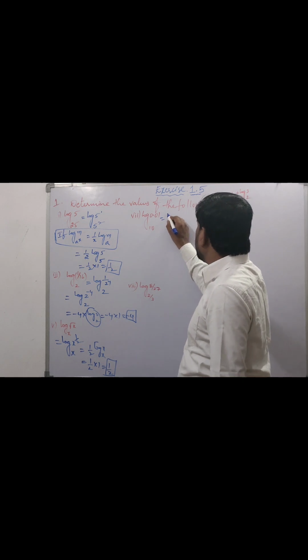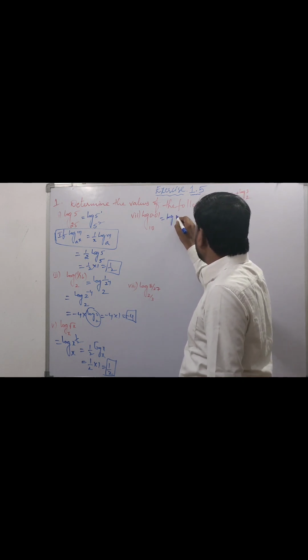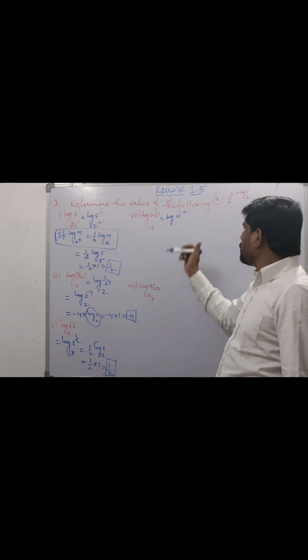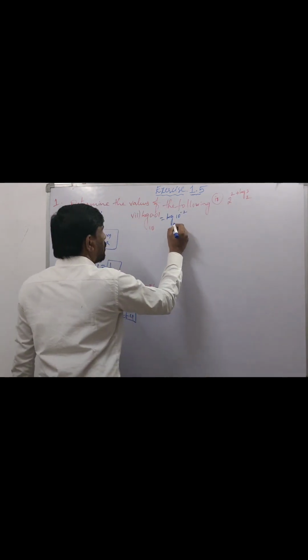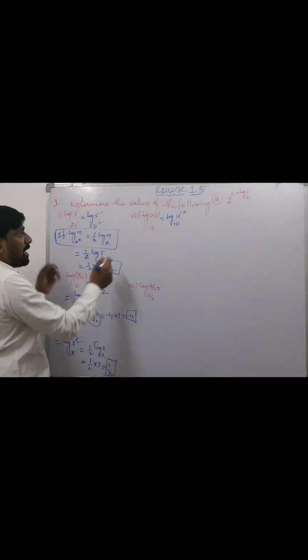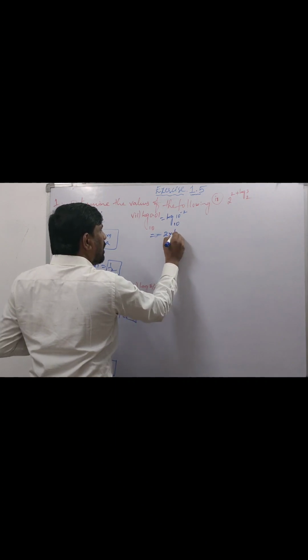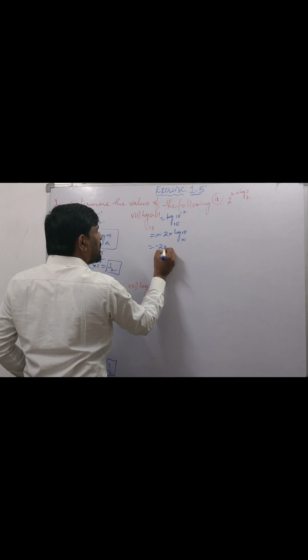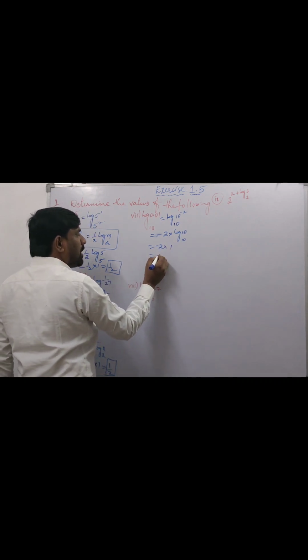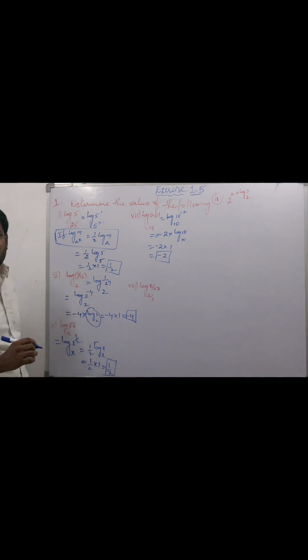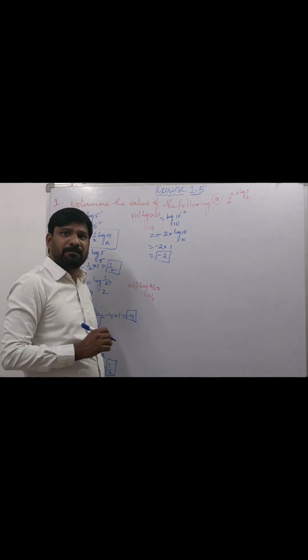Next, logarithm of 0.01 to the base 10. 0.01 can be written as 10 to the power minus 2, so it is logarithm of 10 to the power minus 2 to the base 10. Same formula: minus 2 into logarithm of 10 to the base 10. The logarithm of a number to the same base is 1, so minus 2 into 1 is equal to minus 2 is your answer. I hope you are all with me.